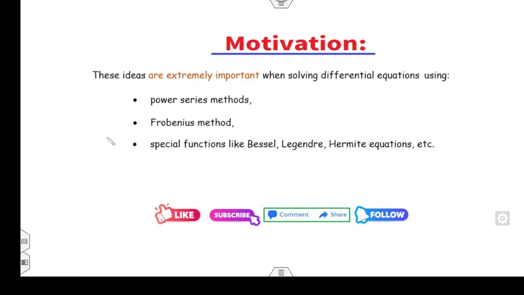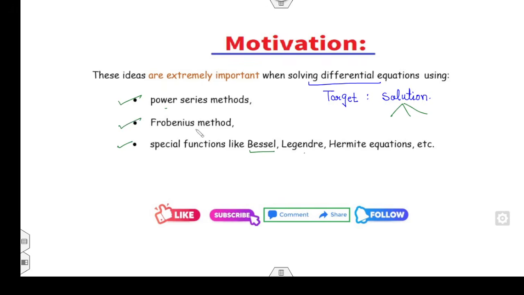The concept of ordinary and singular points is very important while solving differential equations, because whenever you have any kind of differential equation, what is your target? Your target is to get the solutions. Then how can you get the solution of any differential equation? We always have three methods. The first one is the power series method, the second is the Frobenius method, and the third one is special functions like Bessel, Legendre, Hermite, and so on.